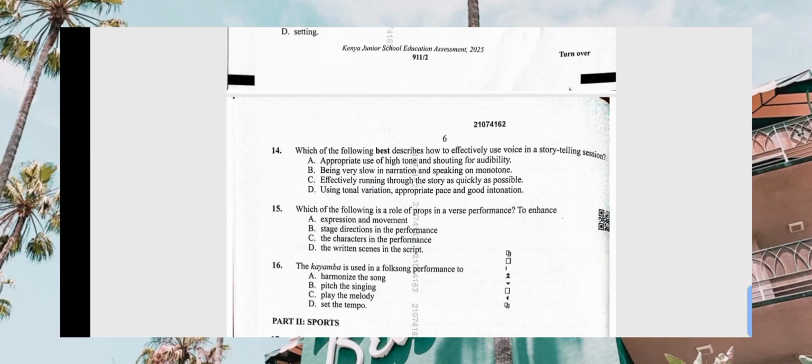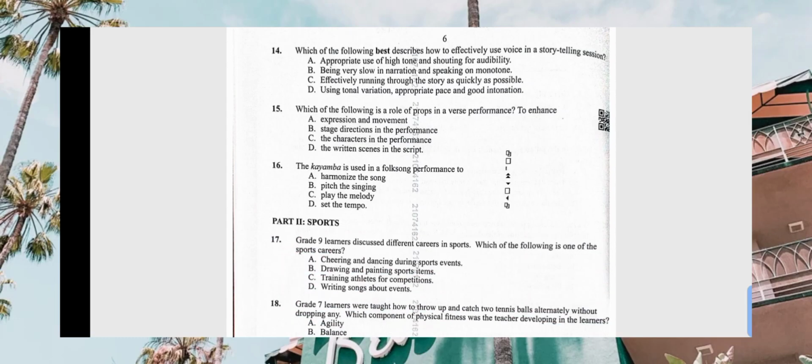Then which of the following best describes effective use of voice in a storytelling session? Appropriate use of high tone and shouting, that one is wrong. Being very slow, that one is wrong. Running through, that one is wrong. Using tonal variation, appropriate pace, and good intonation. Yes, that is correct. The correct answer for number 14 is D. Then number 15. Which of the following is a role of props in a verse?